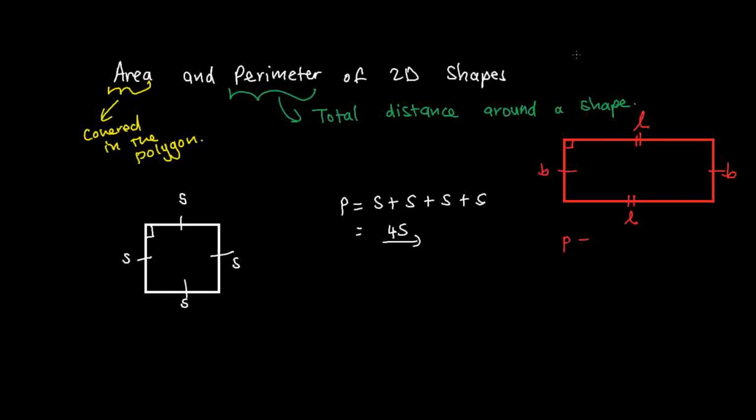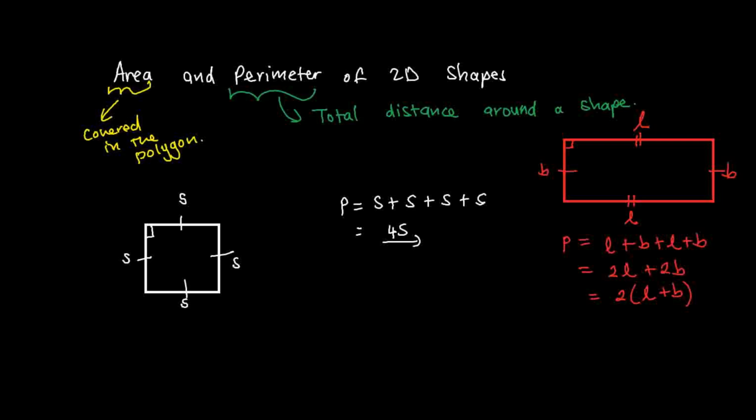So the perimeter is equal to length plus breadth plus length plus breadth. And when we add the like terms, L plus L is 2L, plus B plus B is 2B. That's the general formula. Or we can factor out the 2, and we have 2 times (L plus B), right? And then we have the circle, right?